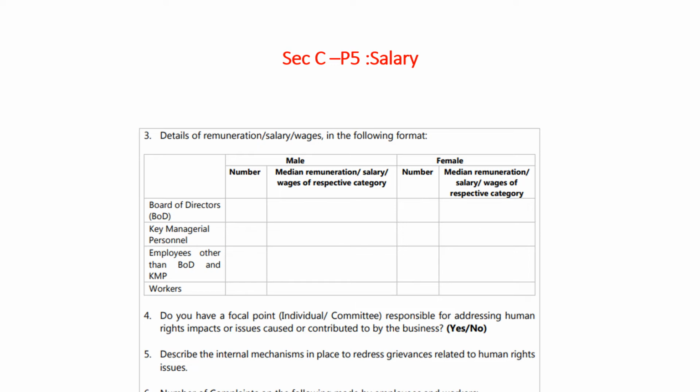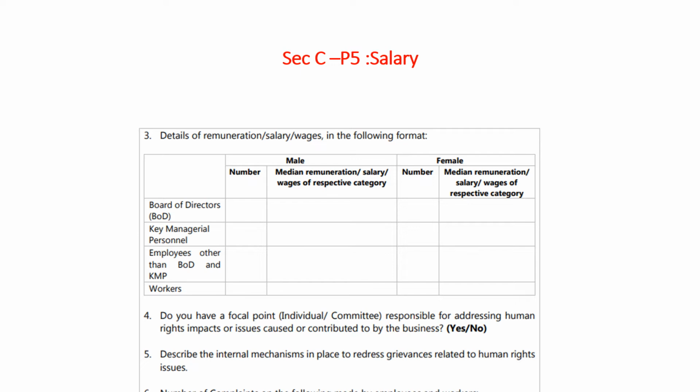This is about salary. What is the median remuneration for each other category? Like what is the median for board of directors, key management personnel, employees other than the board of members of the board and management personnel and workers?